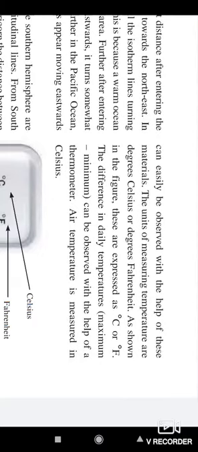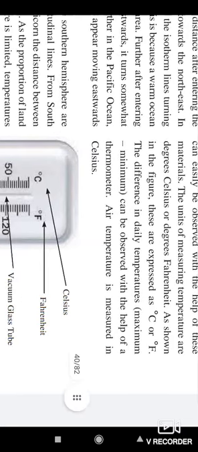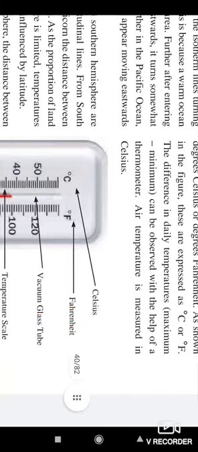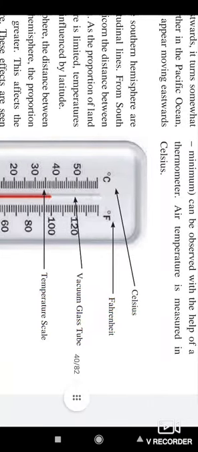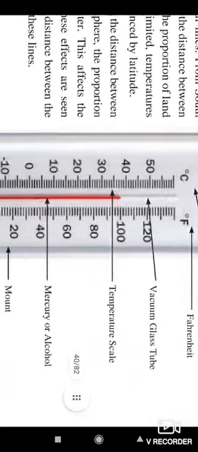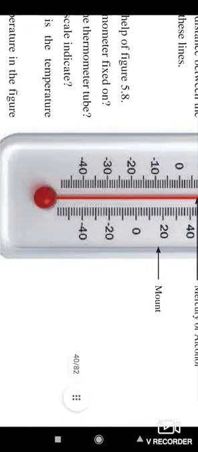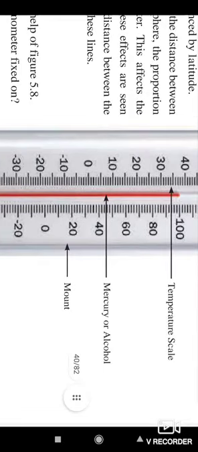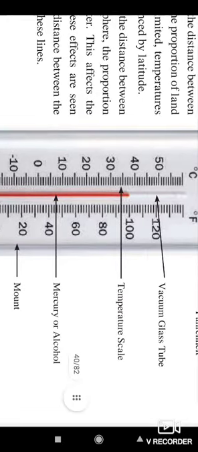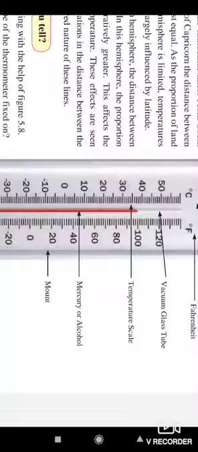The units of measuring temperature are degrees Celsius or degrees Fahrenheit. As shown in the figure, these are expressed as degrees Celsius or degrees Fahrenheit. The difference in the daily temperature can be observed with the help of this thermometer. Air temperature is measured in Celsius. So here are degrees Celsius and degrees Fahrenheit. We measure with the help of mercury or alcohol, because it is very sensitive to the temperature of the air.